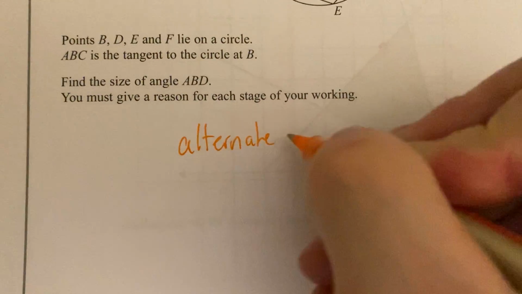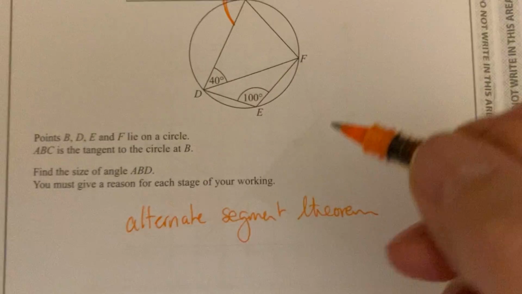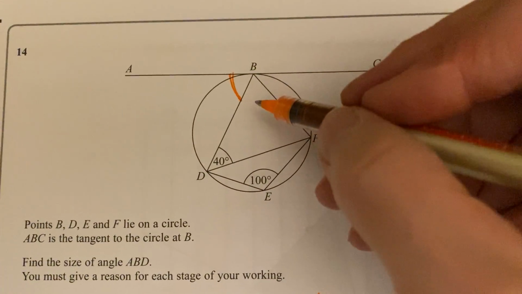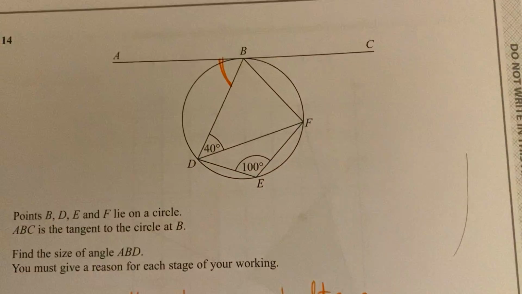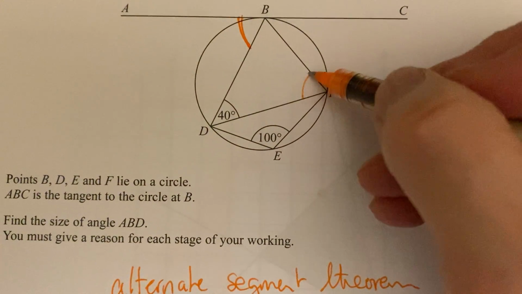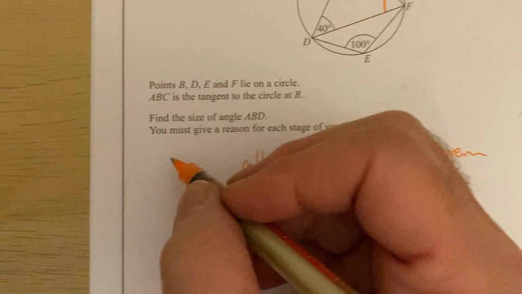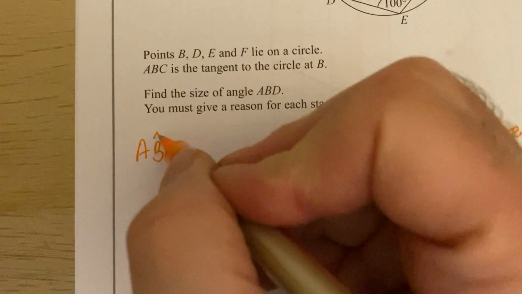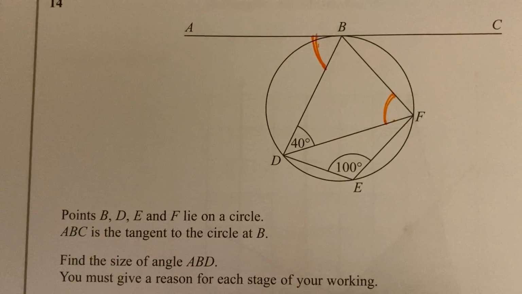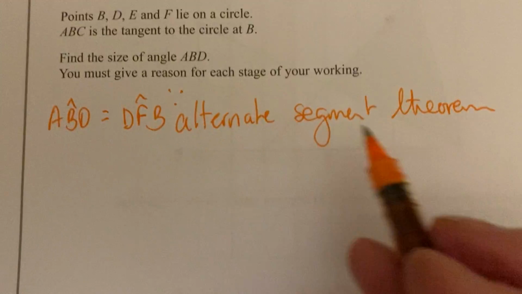Alternate segment theorem. Now let's remember what that means. It means that any angle, this angle here between the chord, this chord here, and the tangent is equal to the angle created by this chord in the other segment, this one here. So those two angles are the same. So what I would say is that angle ABD equals DFB because of the alternate segment theorem. And I need to write that down because there's a reason to give.